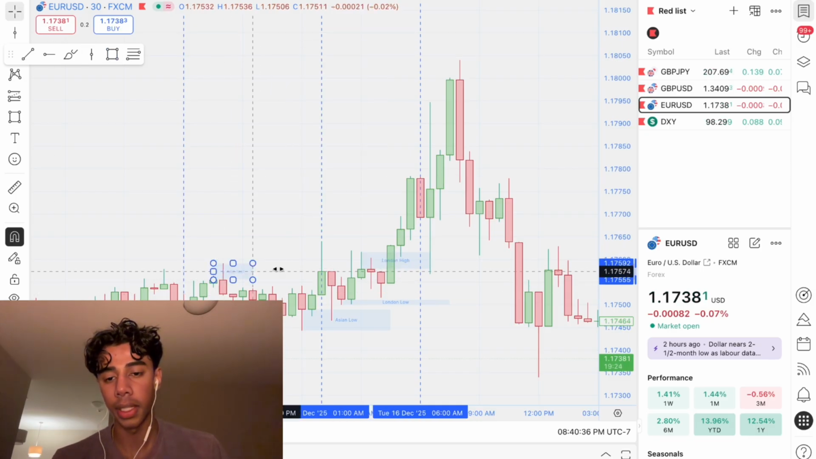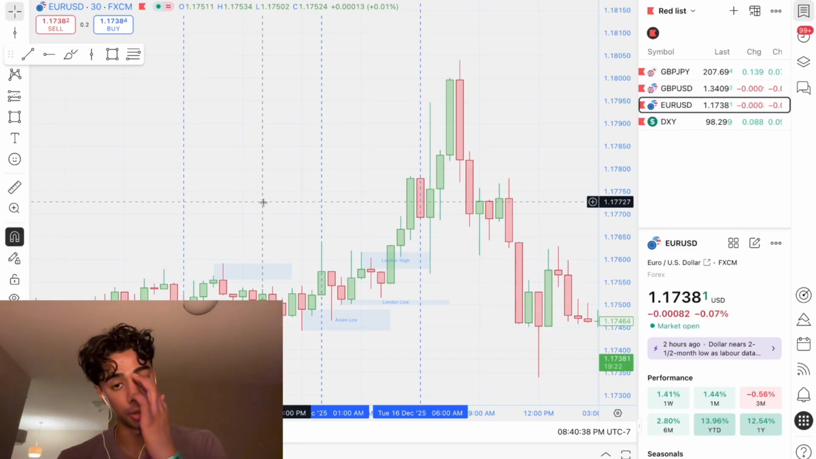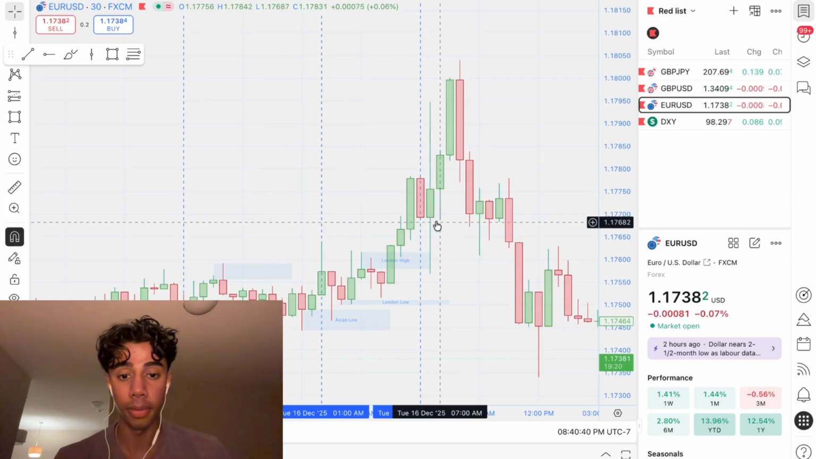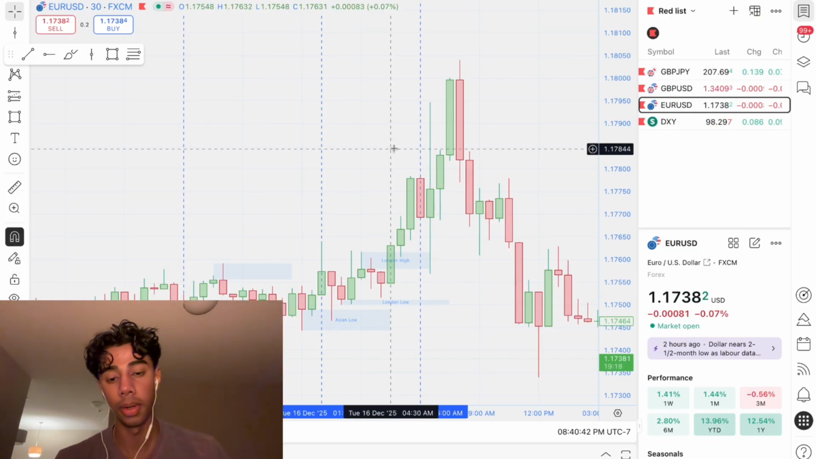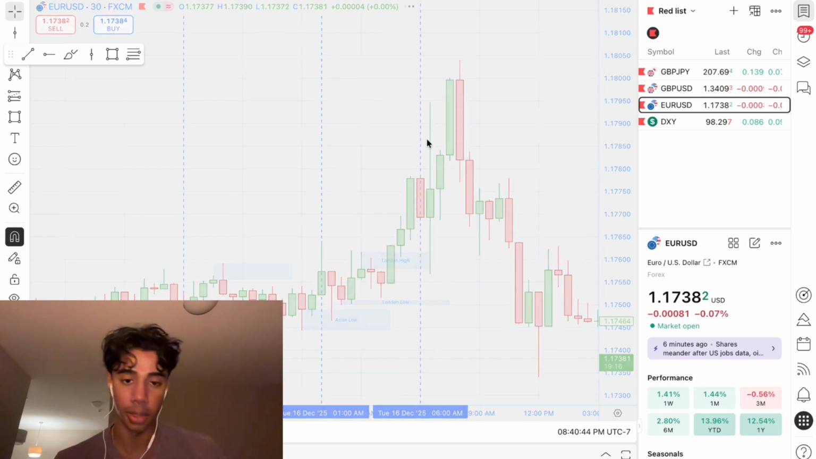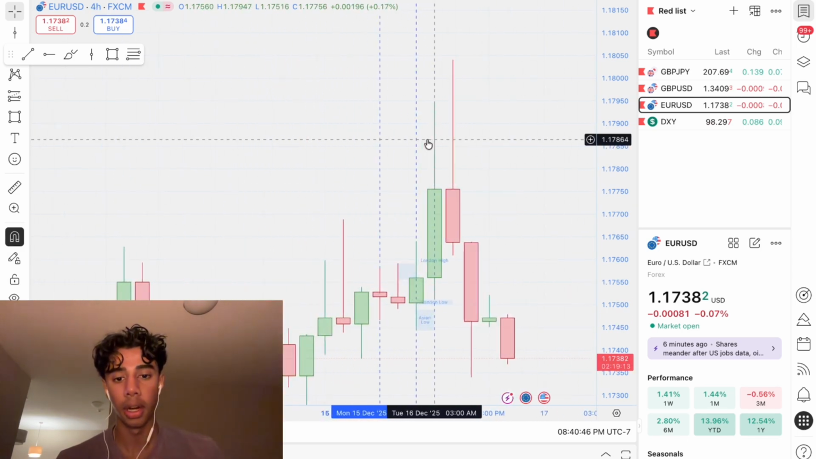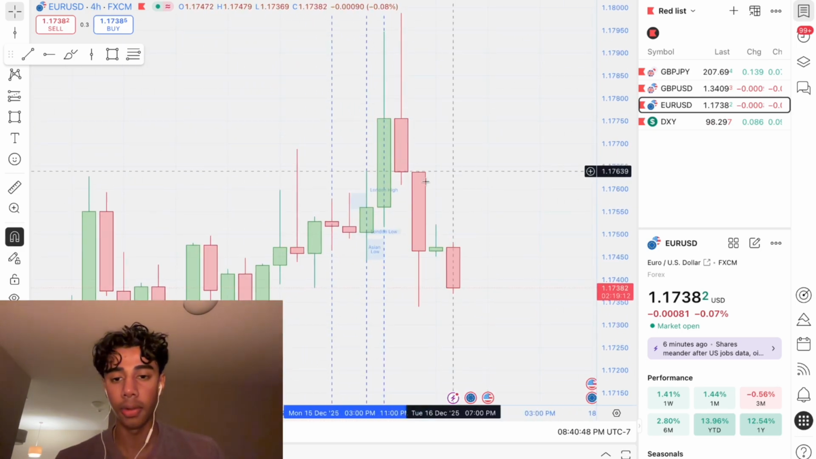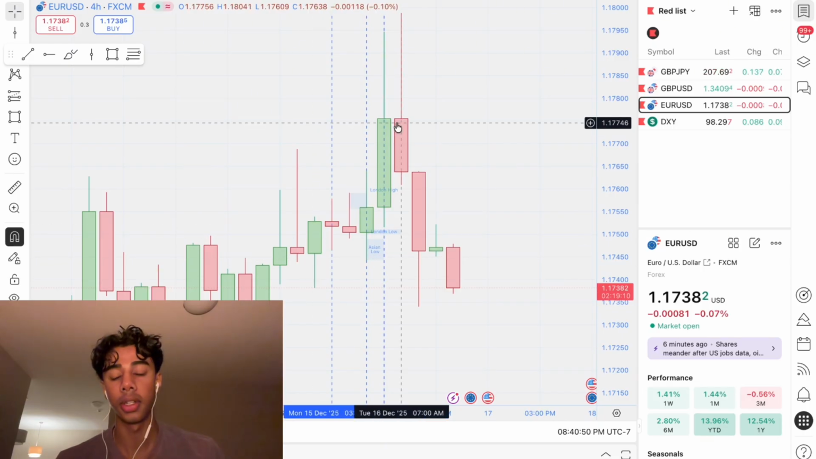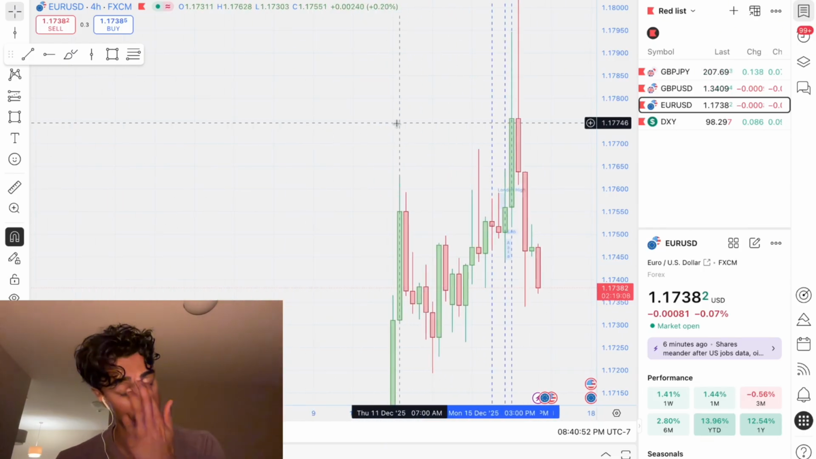Do we have any highs to play off of? Not really. We're going into market open above the London high, above the London low, above the Asian high, and above the Asian low. So not really anything to look forward to on Euro USD. Going on to the 4 hour, we could see that we were bullish going into market open.